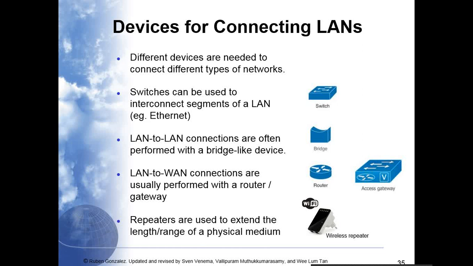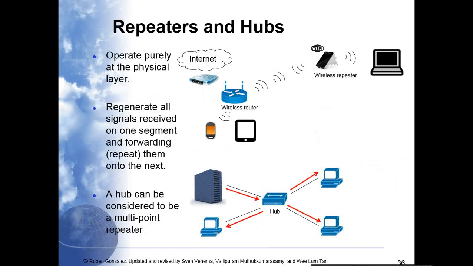And repeaters, you may or may not have these at home, but basically if you need to extend a signal, you might use a repeater to do that. It doesn't change the signal, it just boosts it up. So repeaters and hubs are physical layer things. They basically just regenerate the signals, and hubs can be considered to be multi-point repeaters.